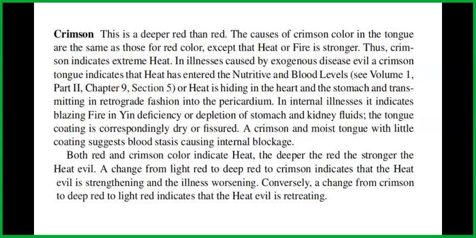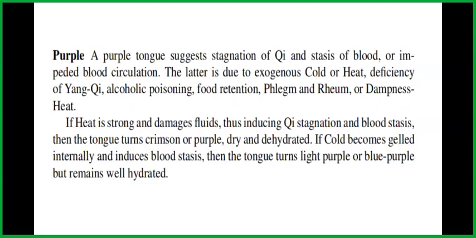A change from light red to deep red to crimson indicates that the heat evil is strengthening and the illness is worsening. Conversely, a change from crimson to deep red to light red indicates that the heat evil is retreating. A purple tongue suggests stagnation of qi and stasis of blood, or impeded blood circulation.